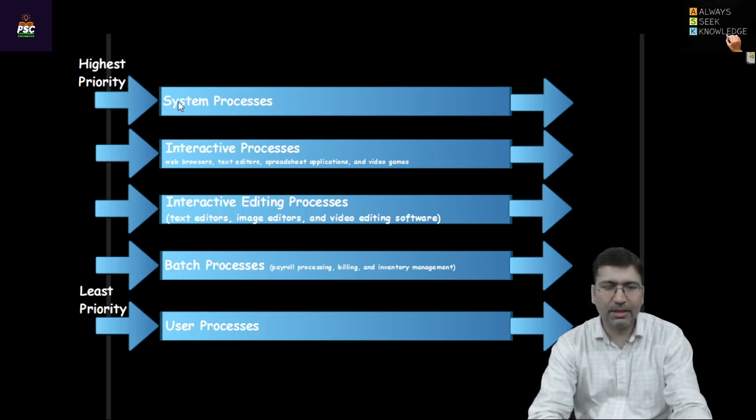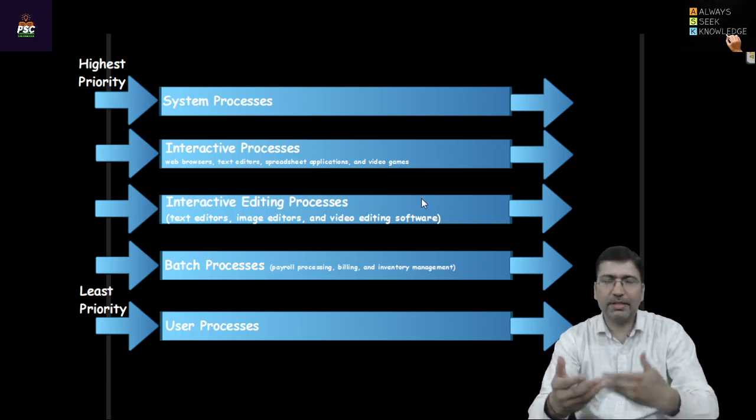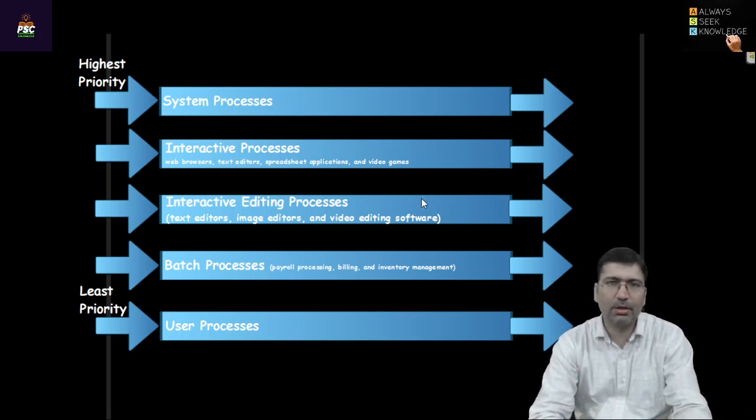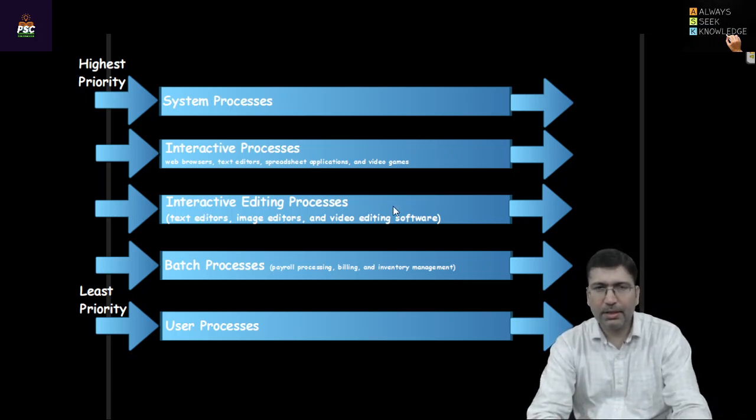The very first level will be for the highest priority processes in the system, like system processes. Then interactive processes, like web browsers, text editors, spreadsheet applications or video games, different kinds of applications or processes, will fall in this particular category. And then interactive editing processes, let's say we are doing video editing or text editing or image editing, etc. Different types of processes may fall in this category.